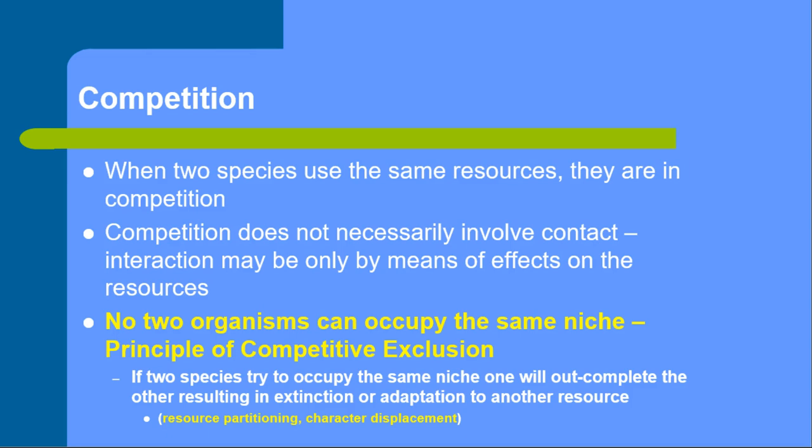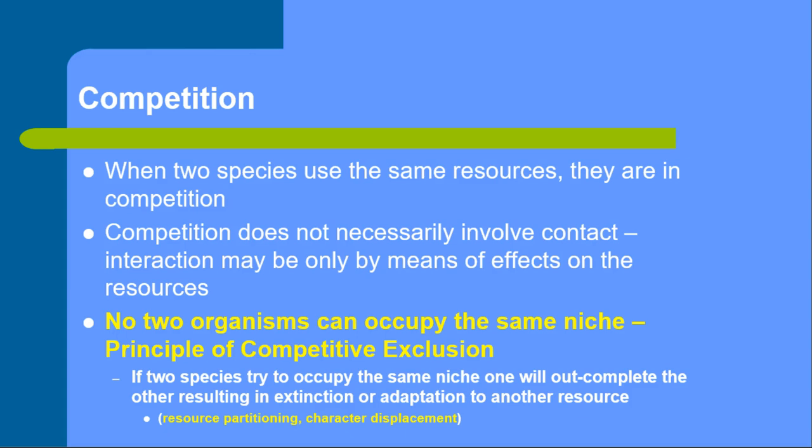So we talked a little bit about coevolution, we were talking about predation. Now with competition, you have species that are trying to use the same resources, and you have two kinds of competition. You've got intra-specific, where you're competing with individuals of the same species, and then different species can compete for the same resources, and that's interspecific competition. It does not necessarily involve contact, and the interaction may only be because you're affecting the resources and you're limiting that resource for another species. So you can get this indirect competition too.